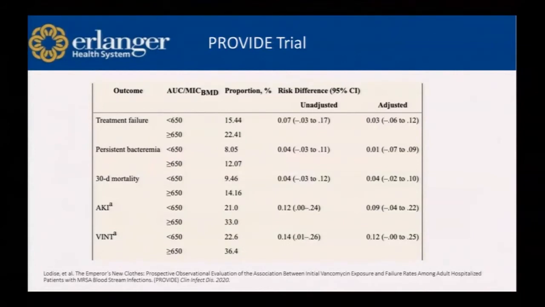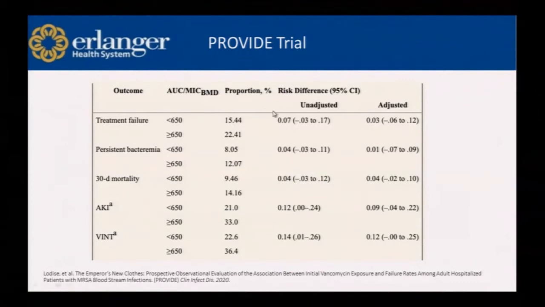The cutoffs for this study when assessing AUC to MIC were greater than or less than 650 and then greater than or less than 320. And this is a little bit different than what the guidelines recommend. That's because in a previous study, the authors, Lodise and colleagues, found these to be statistically significant endpoints for treatment success in a study they did back in 2014. So they chose these to proceed forward.